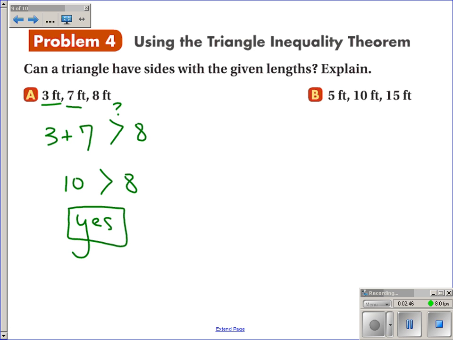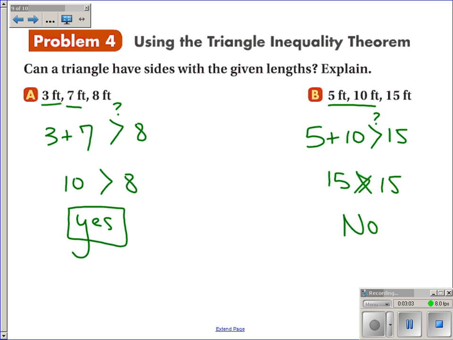The next question, 5, 10, and 15. The shortest two are 5 and 10. 5 plus 10, is that bigger than 15? Well, 5 plus 10 is 15, which is not bigger than 15. It's equal to it. So the answer would be no.